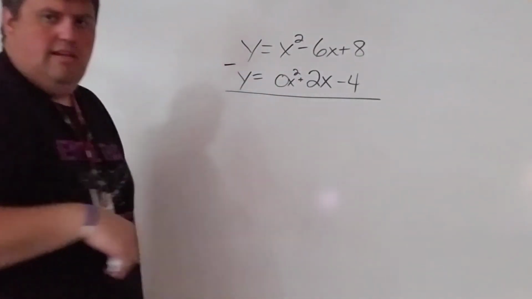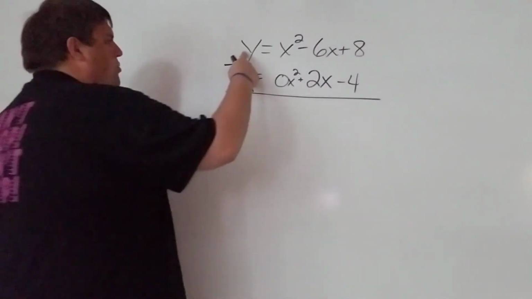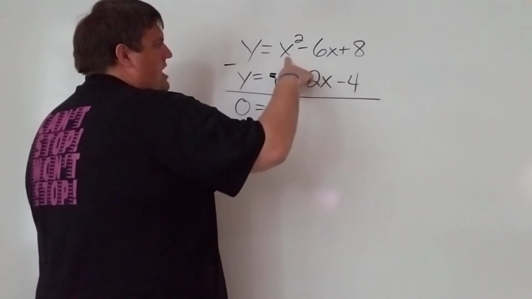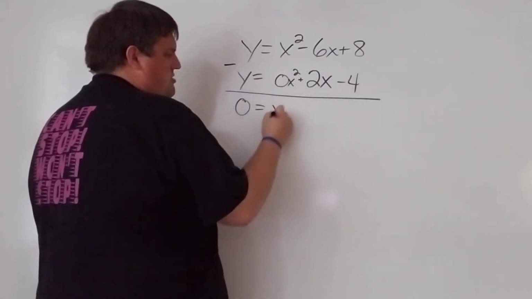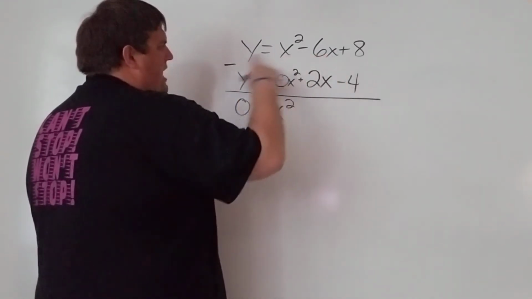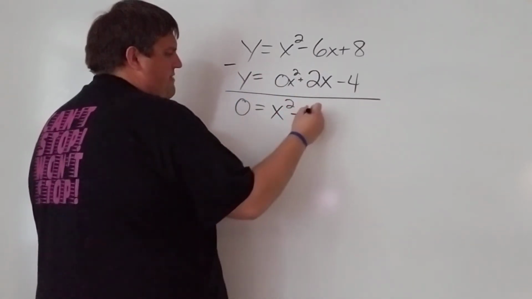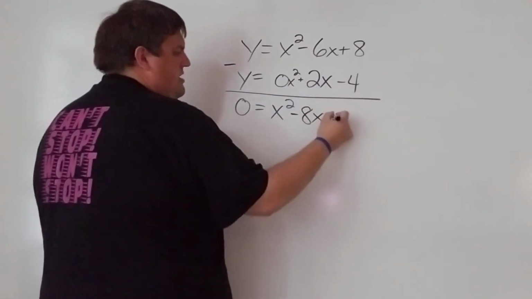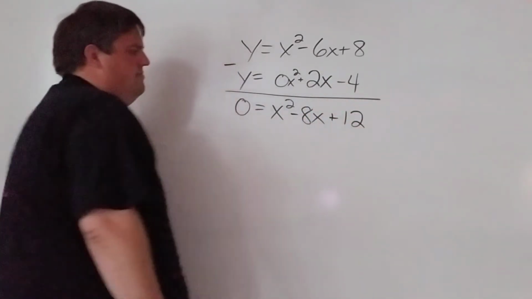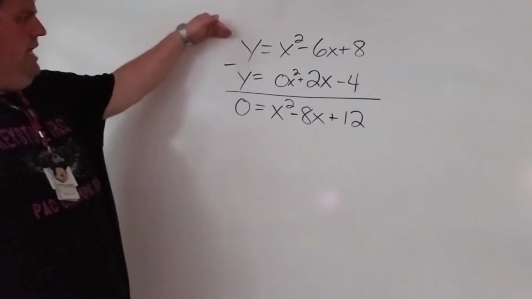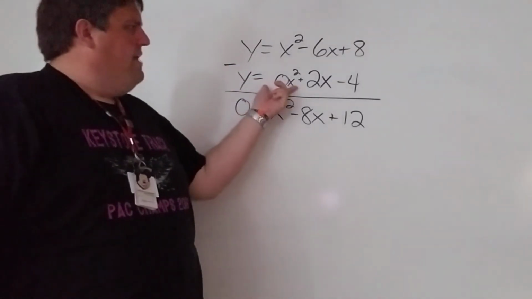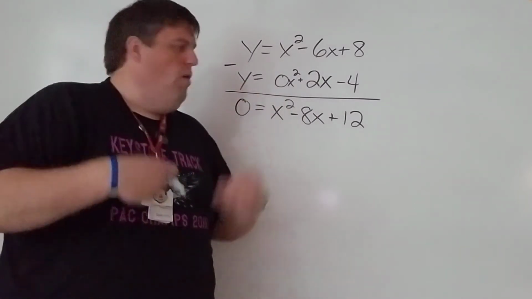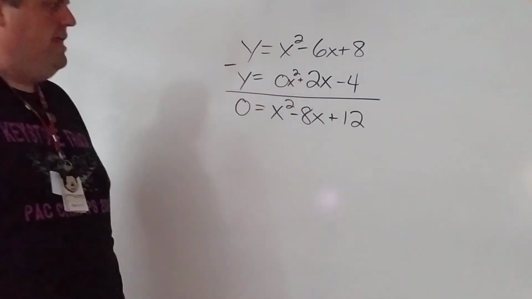to get rid of the y's, and they have the same sign. Y minus y is 0, which is good because we want one side to be 0. X squared minus 0x squared is just x squared. Negative 6x minus 2x is negative 8x. And 8 minus negative 4 is positive 12. And so when I eliminate, even though this one didn't have that kind of term, if one of them didn't have another term, that's fine. You're just going to put in a 0 for that thing.